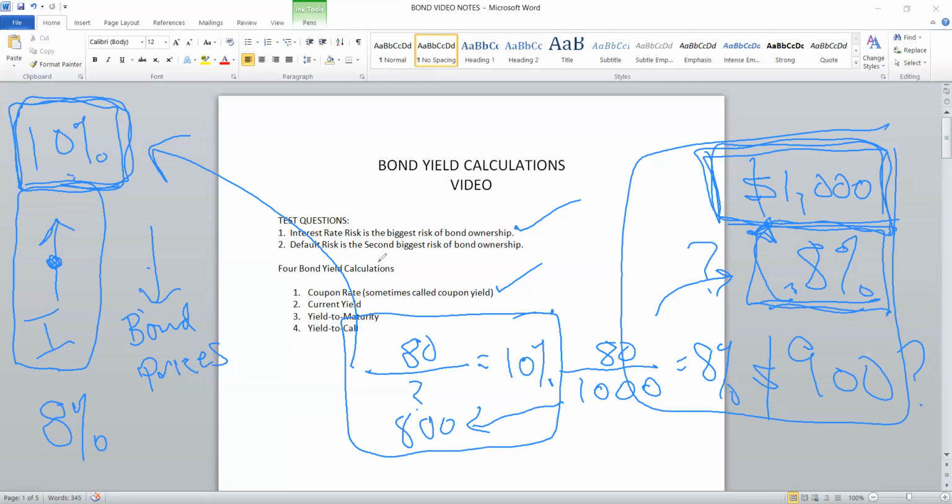Why is default risk less? Well, it's very unusual for these large multinational companies to file for bankruptcy, but it is more routine that the U.S. Federal Reserve Bank is out there moving interest rates around. That's more just a normal course of the business cycle. That's a normal course of what they do. So that's why interest rate risk is the biggest risk. That's a test question for sure. And number two could be also. So we need to understand both of those.